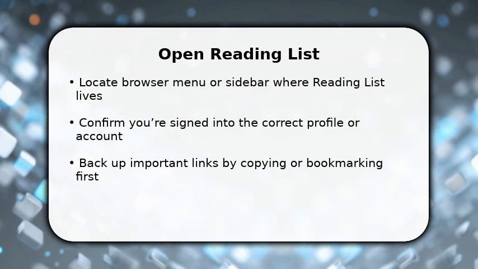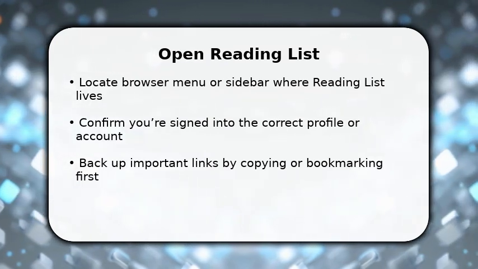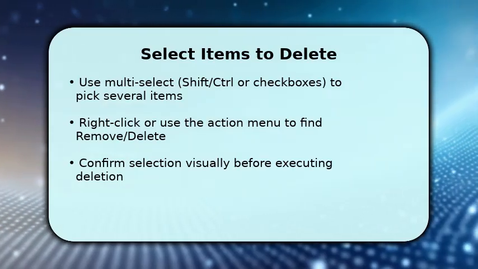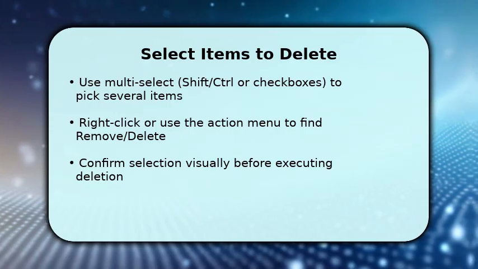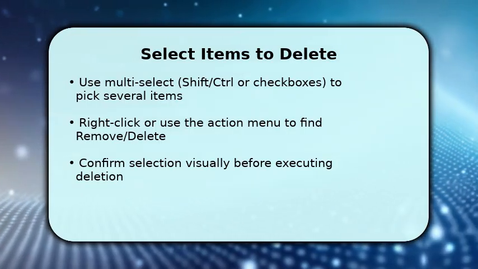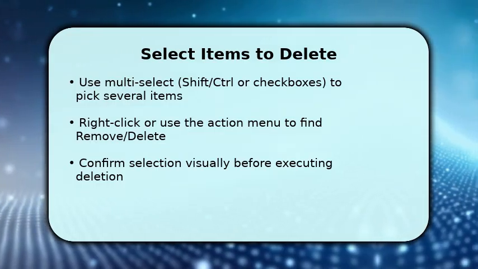Now you'll select entries for deletion. Use Shift or Control for multiple selection if supported, or tap checkboxes in mobile views. Once items are highlighted, open the Action menu, usually 3 dots or a context menu, and choose Remove or Delete. Doing it this way is faster and prevents accidental single-item clicks.